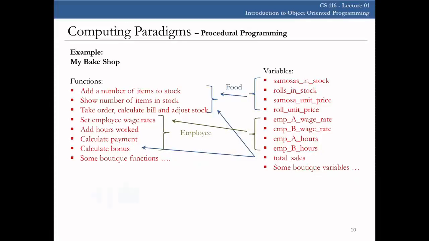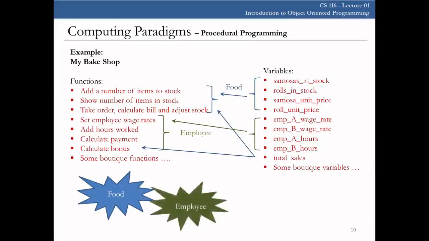Up till now, I have defined 3 objects here: food, employee, and boutique. For the most part they are independent of each other, but there are certain variables which are interdependent, like variables of one object being dependent on the functions of the other objects, etc., right? Now one problem in this code, if it is procedural code, is that, let's suppose I want to make a small change in this code. Let's suppose I want to change the name of this variable. I don't like this name samosas, I want to change it to something trendy.